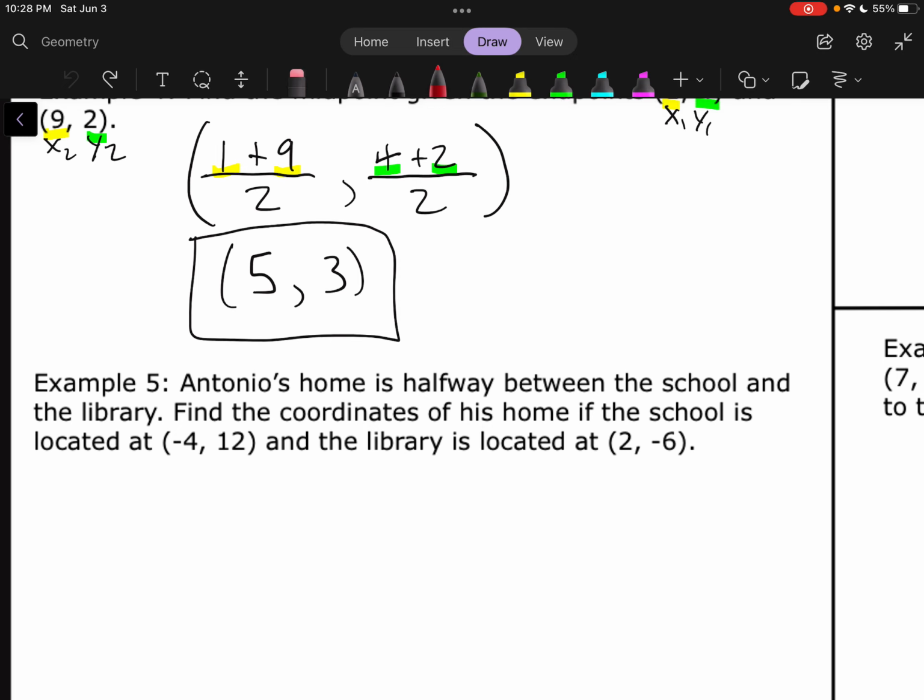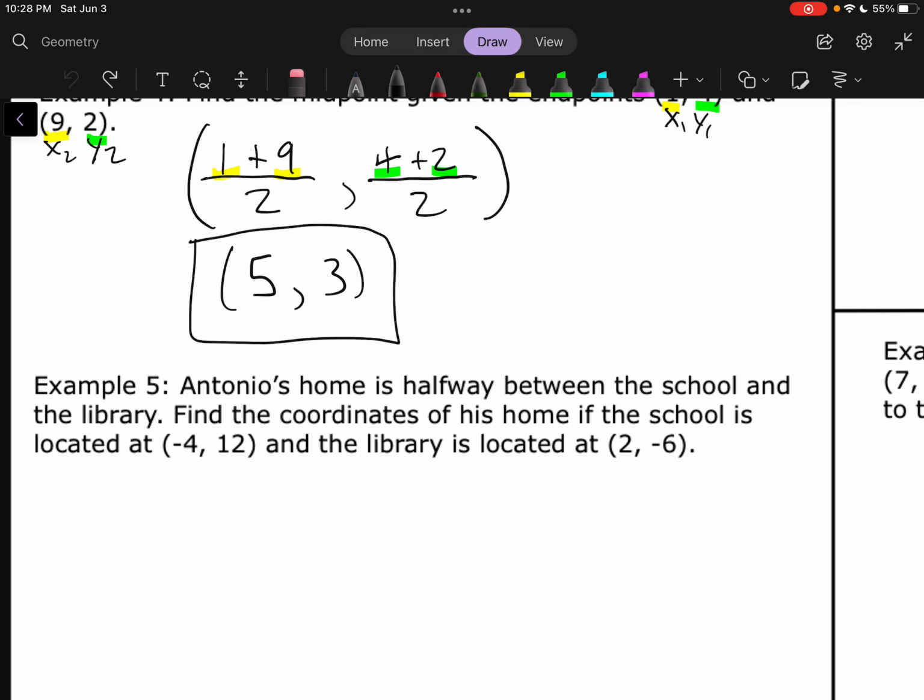Example 5 says Antonio's home is halfway between the school and the library. Find the coordinates of his home if the school is located at -4, 12, and the library is located at 2, -6. Well, if it's talking about something being halfway, that's our clue that we're using the midpoint formula. Let me label my points. x1, y1, x2, y2.